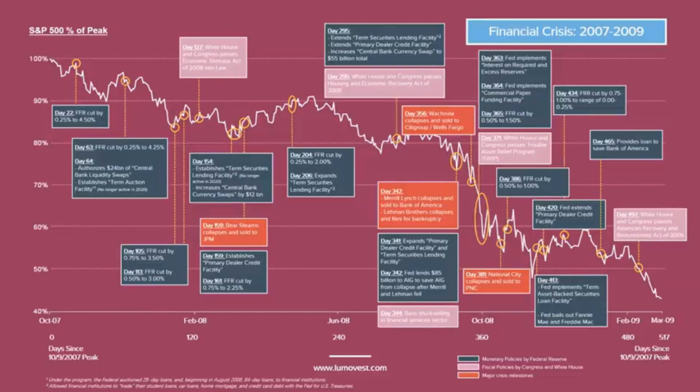Dark blue annotations are monetary policies implemented by the Fed. Light purple annotations represent fiscal policies taken by the White House and the Congress. And the orange ones represent major crisis milestones.